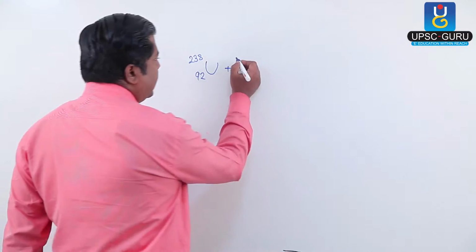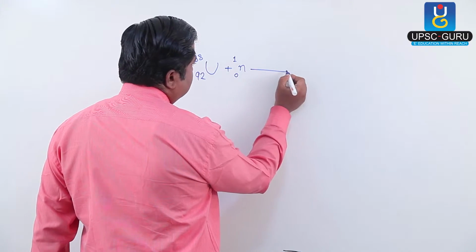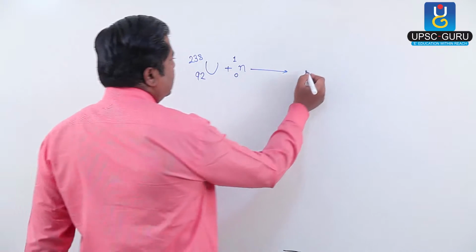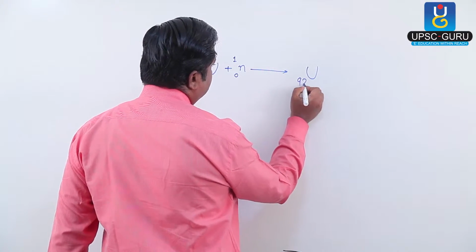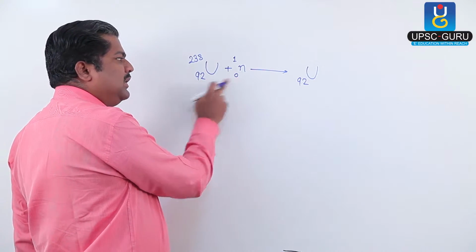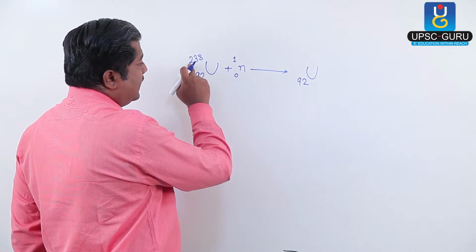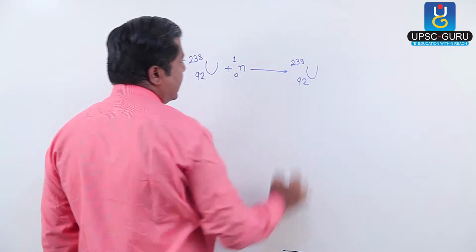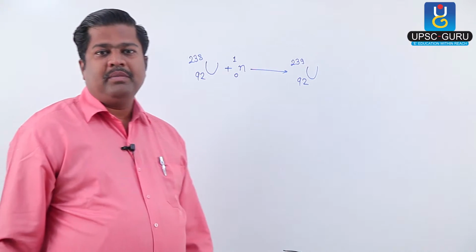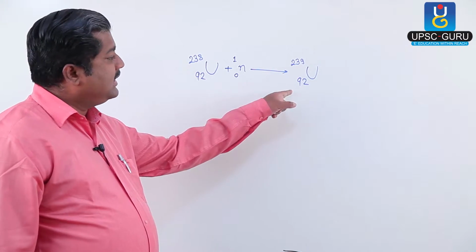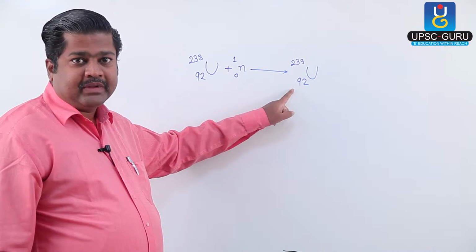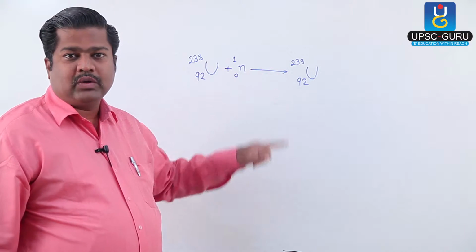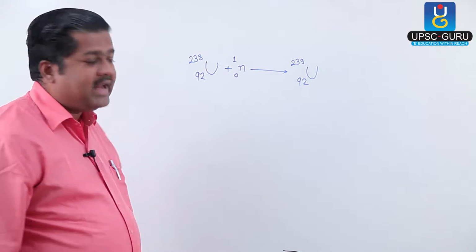So 0 and 1. On bombardment of this neutron over uranium, we get uranium with atomic number 92 plus 0, so 92, whereas the mass number is 238 plus 1, so 239. That's why, in the previous lecture, we discussed this is a synthetically prepared isotope. Uranium 92 is already there, but we converted it into a new isotope, uranium 239.